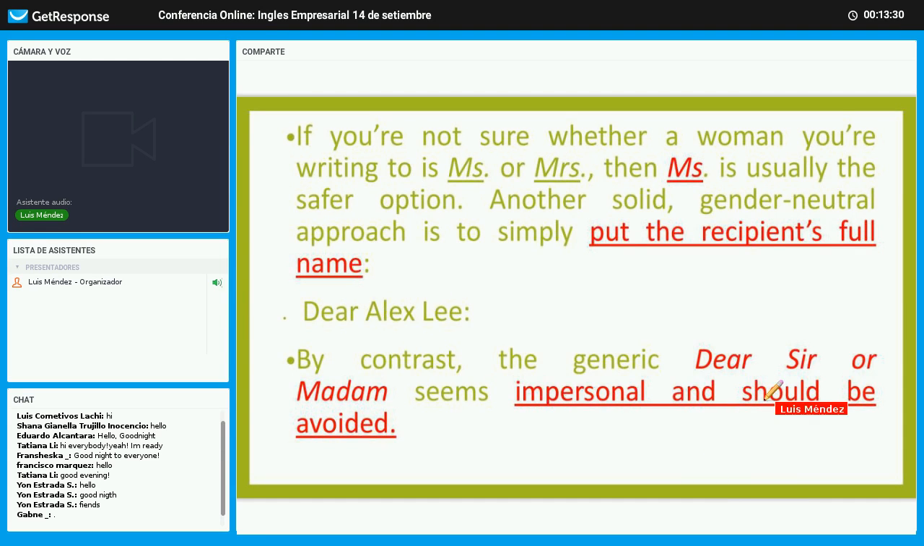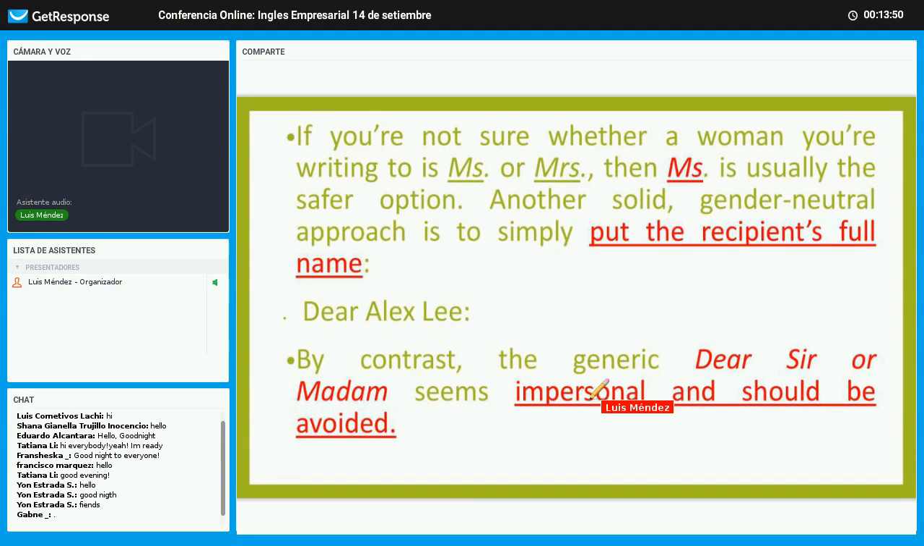Now, by contrast, the generic dear sir or madam seems impersonal and should be avoided. That's why it is better to say to whom it may concern. Okay?